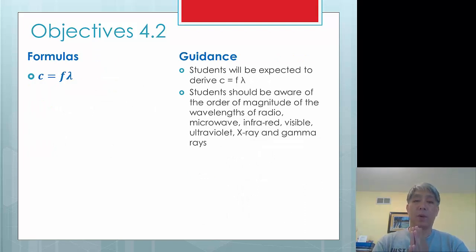There isn't much in the way of formula in topic 4.2. There's just the wave formula that says the speed of the wave, they use the letter c in this case, is equal to the frequency of the wave times the wavelength. For some reason they feel that this is an important derivation that you need to know, and so under guidance we have that you're expected to be able to derive this. It's also important to note the second point of guidance, that you need to memorize the electromagnetic spectrum.